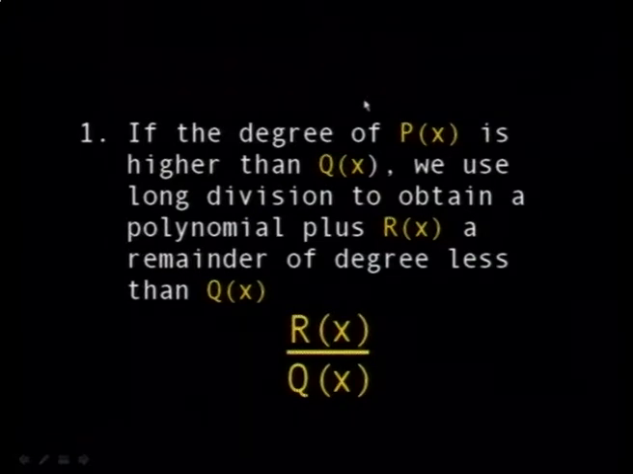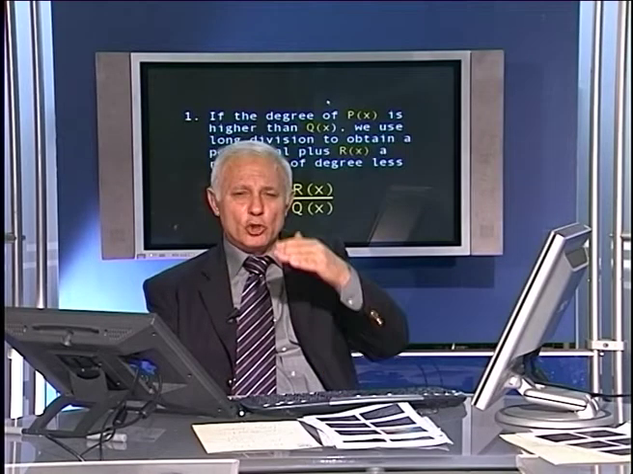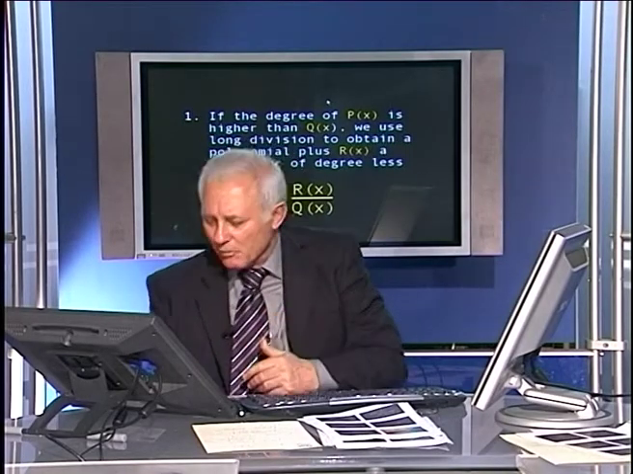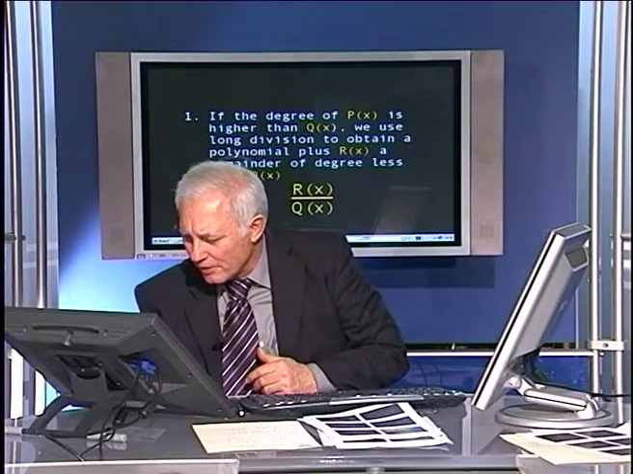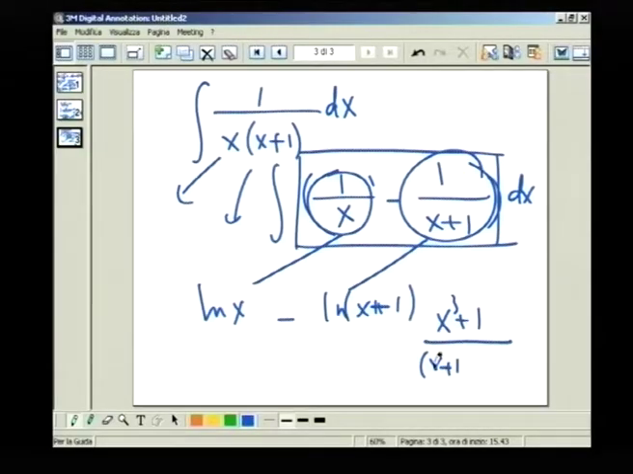First of all, you have to watch out for something: the degree of the numerator must be smaller than the degree of the denominator. In other words, you cannot have, for example, in the numerator something like x cubed plus 1 divided by (x plus 1) times (x minus 2), for example.